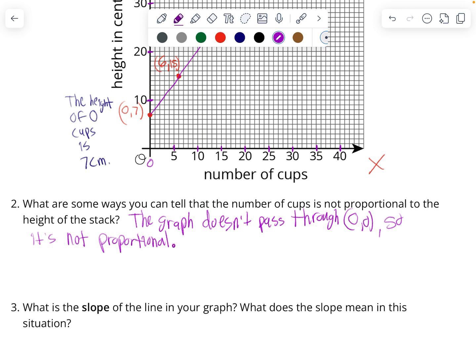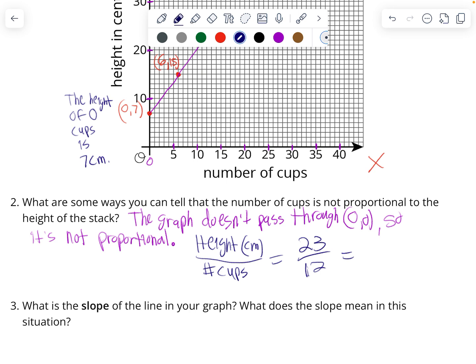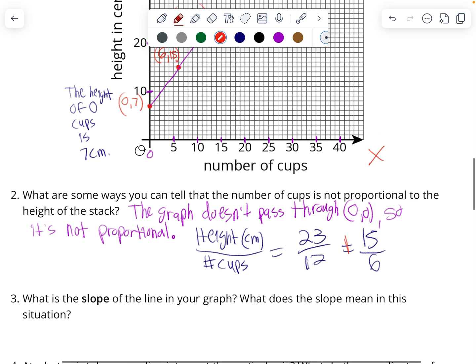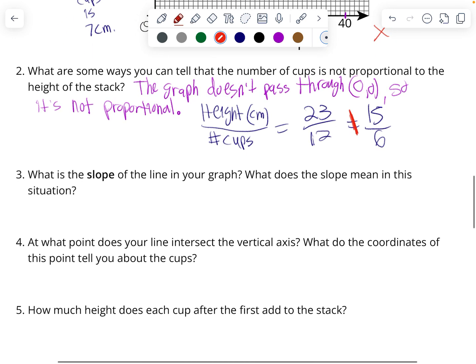So if you compared some ratios, let me change the color real quick. The height in centimeters over the number of cups. That ratio is not staying consistent. 23 over 12, height being 23, cups being 12. It's not the same thing as having 15 centimeters and 6 cups. So it's not proportional. It could be proportional if we started at 0, 0, but it's not so far.